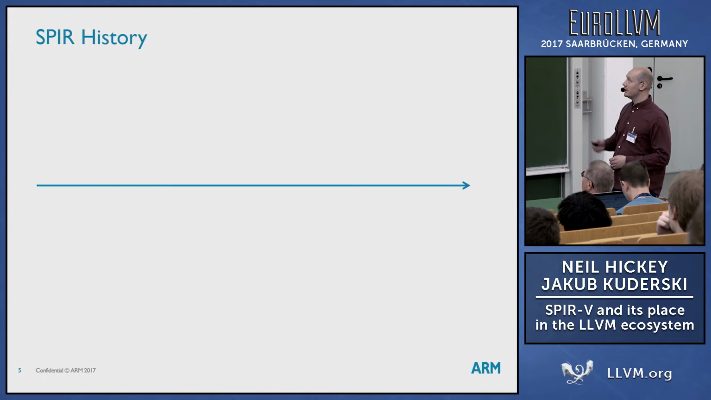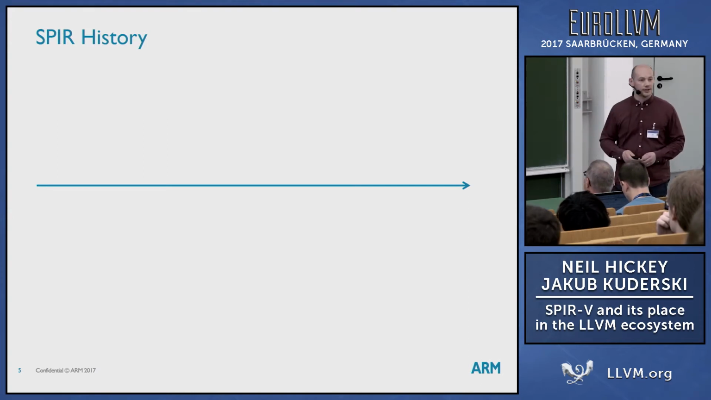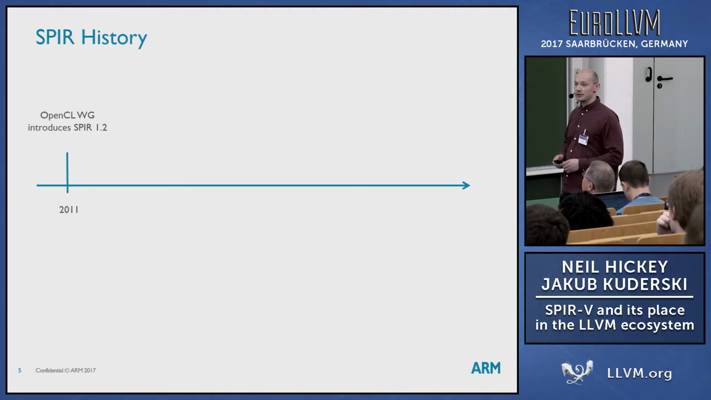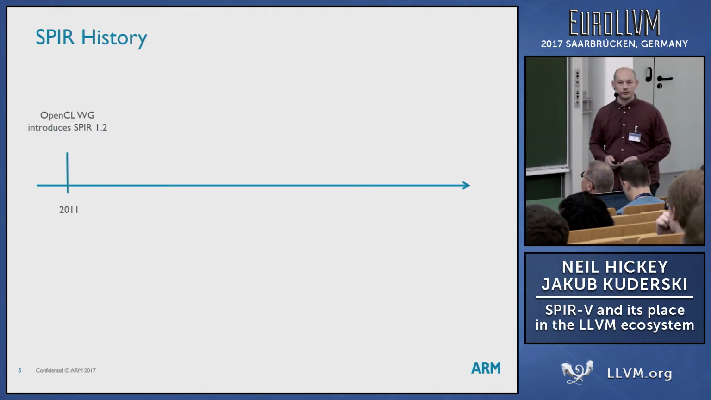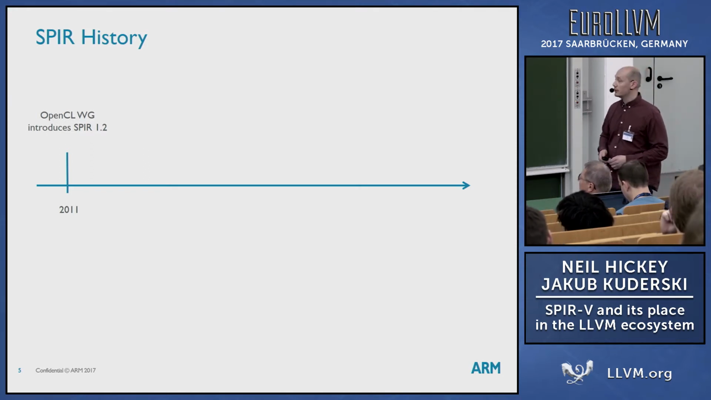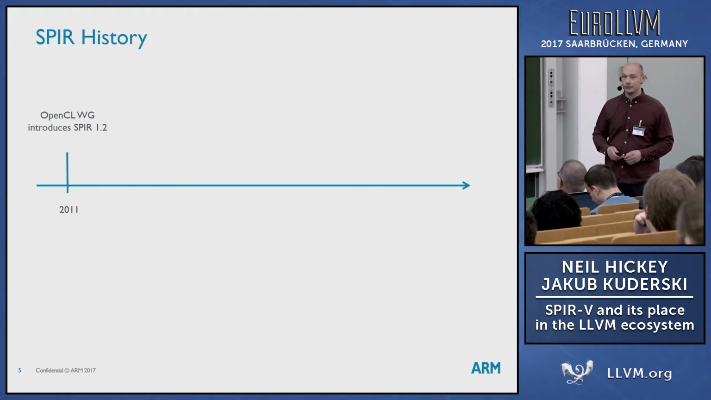So the history of SPIR, which stands for Standard Portable Intermediate Representation, in case you don't know. It was introduced as part of OpenCL 1.2. The first version of SPIR was 1.2, and it was heavily based on LLVM IR. So it was heavily influenced by LLVM IR.